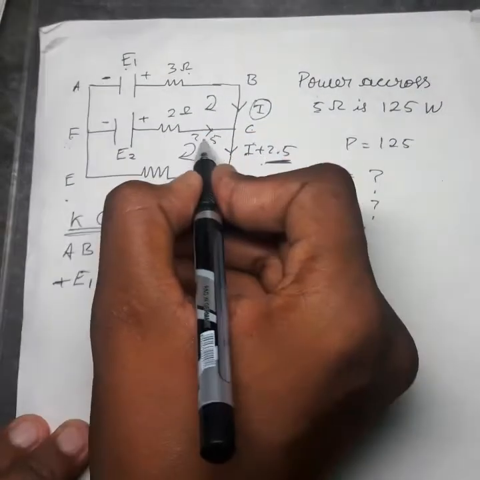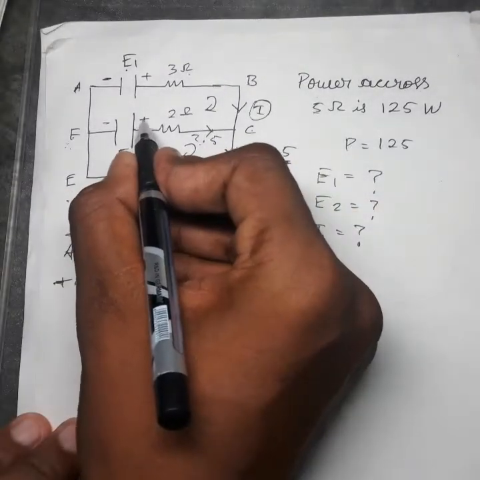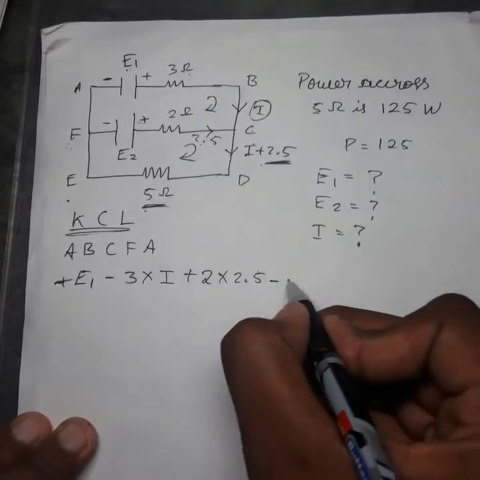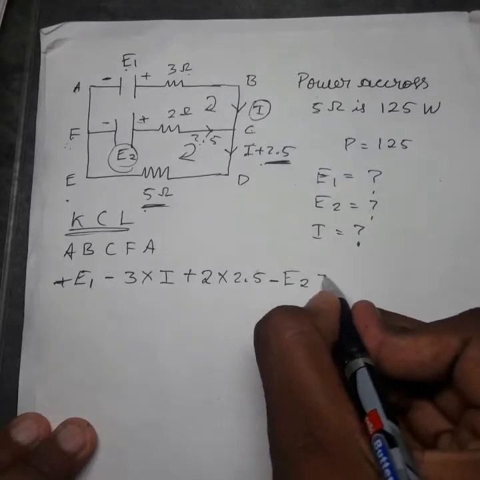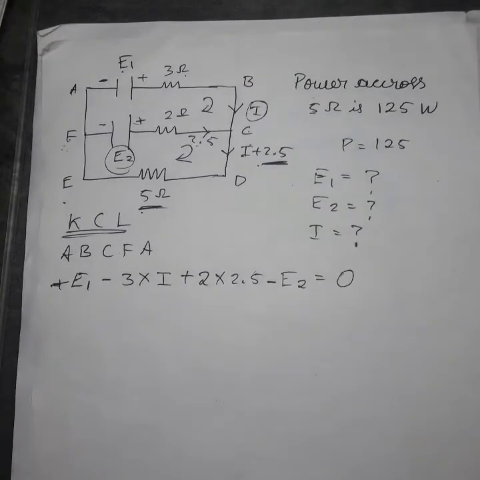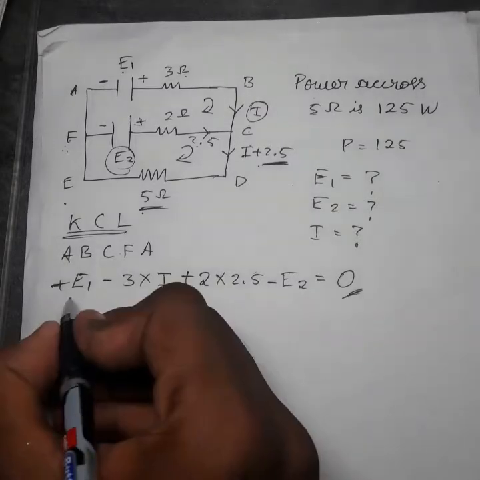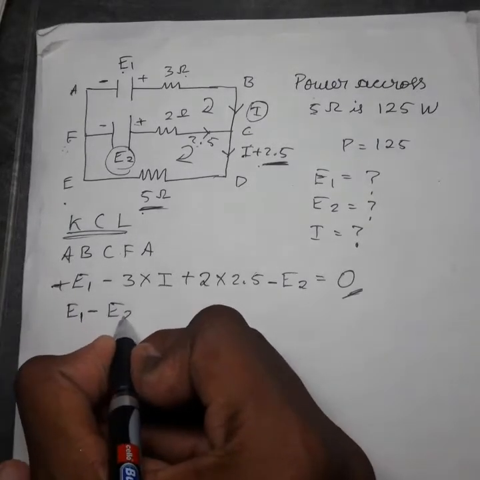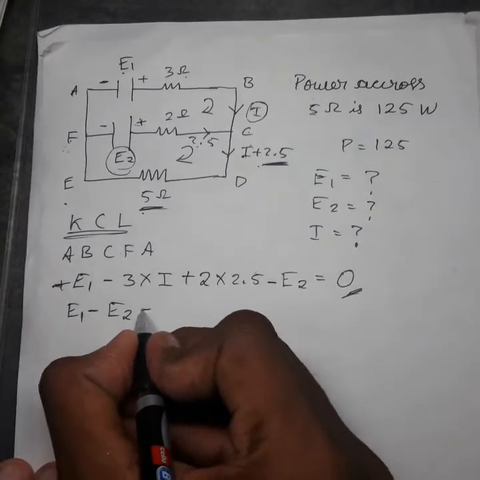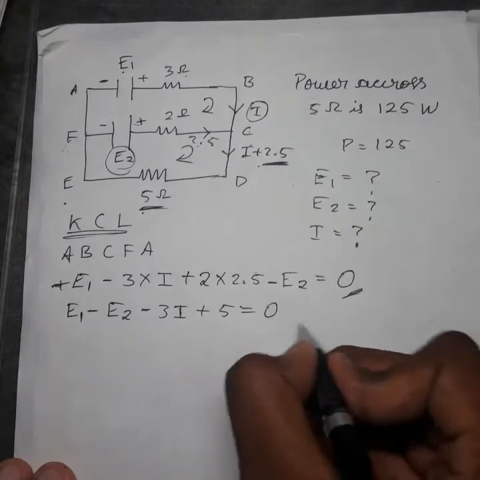And now we're going to consider this 2.5 amps as the current, and 2 into 2.5, and from plus to minus it is minus. The voltage across here is E2, hence I'm going to take it as E2, which equals 0 according to KCL. KCL states that in a closed loop the net current equals 0. And now I can obtain this as E1 minus E2 minus 3I plus 5 equals 0.